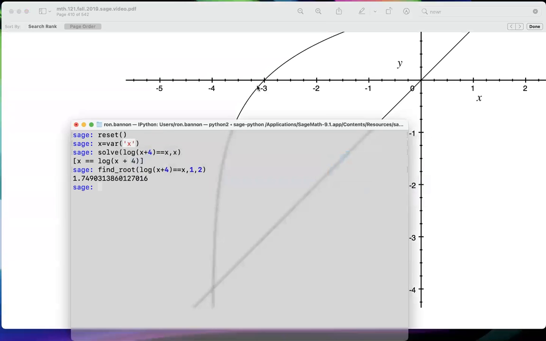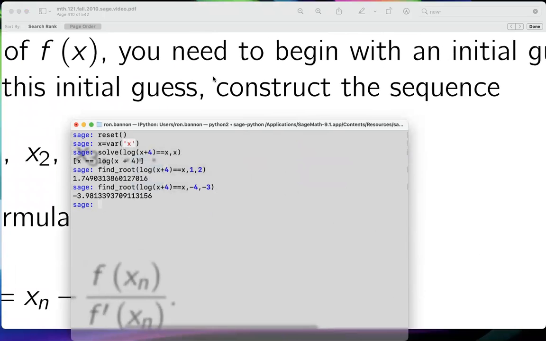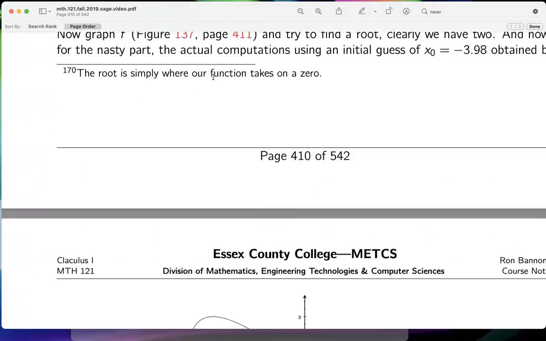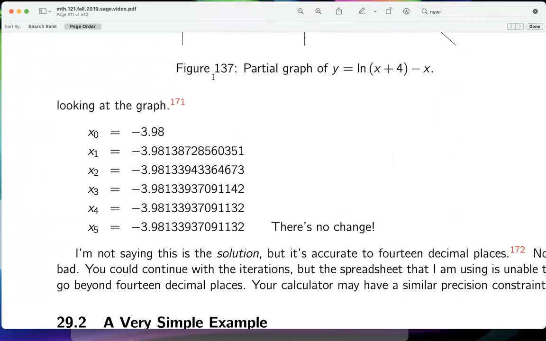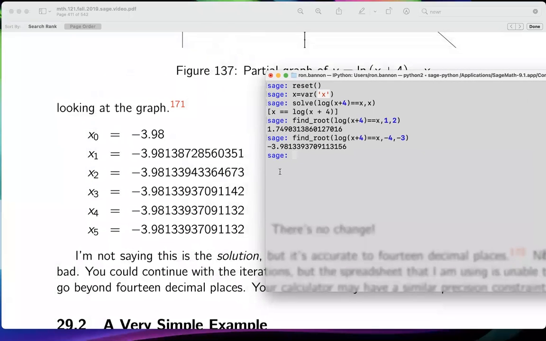Let me go back to SAGE, and let's see how it does. Who knows? Maybe it's not going to be able to do it. Nope, I don't want to go to 3. That's too far of an interval, right? And let's see what it does. And it gives me an answer. Let's see if it's the same answer I got over here with my technique of using Newton's method. Give me a second. Yeah, that's a lot of work, right? Let's see what they got over there. And I'm looking at it, and minus 3.98, 133, 937, 09, 1132.